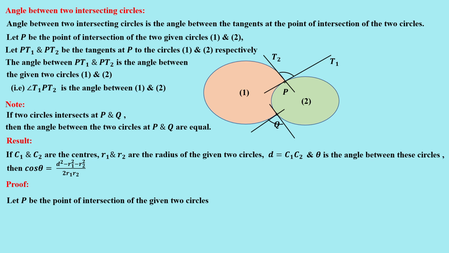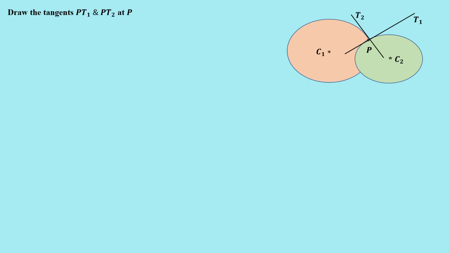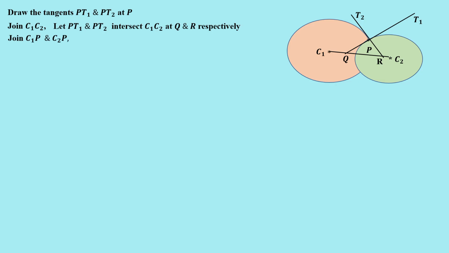We'll see the proof. Let P be the point of intersection of given two circles, and draw the tangents PT1 and PT2 at P. Join C1 and C2. Let PT1 and PT2 intersect the line joining the centers of the two circles, C1C2, at Q and R respectively. This is Q, this is R. Join C1P and C2P. Clearly C1P is the radius of the first circle R1 and C2P is the radius of the second circle R2.